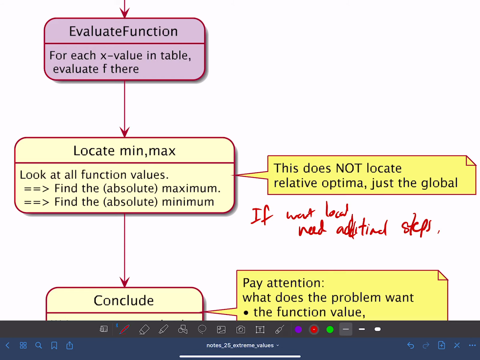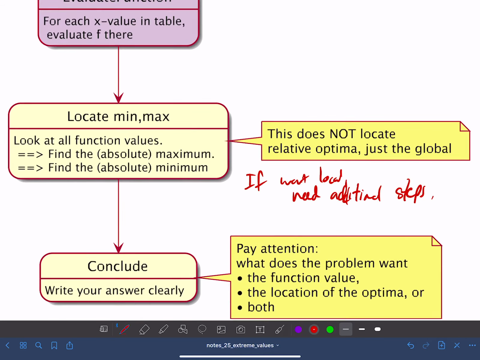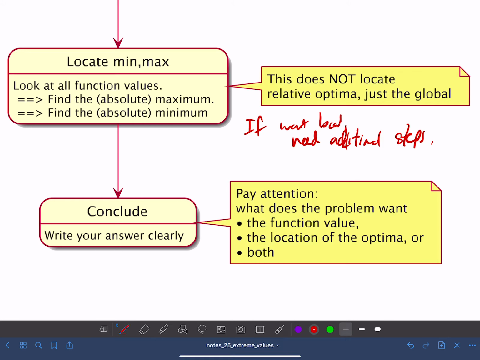Right? This is insufficient. And finally, we found those two things. We're going to conclude. We're going to write our answer clearly. And I think it's really important that you pay attention. Did the question want the function value? Did the question want the location of the optima? Or did it want both, right? Does it want A and f of A? Does it just want A? Does it want f of A? Which of those things does it want?